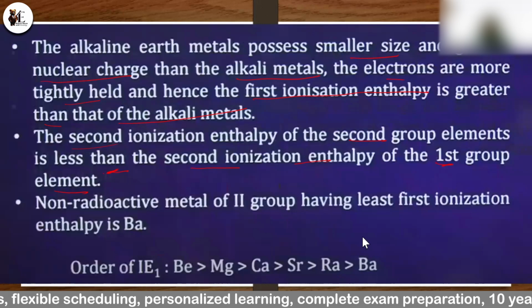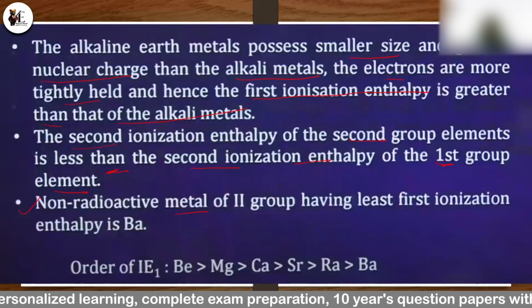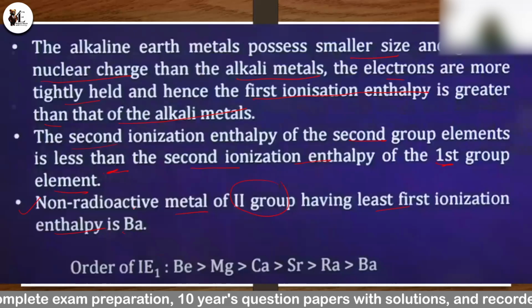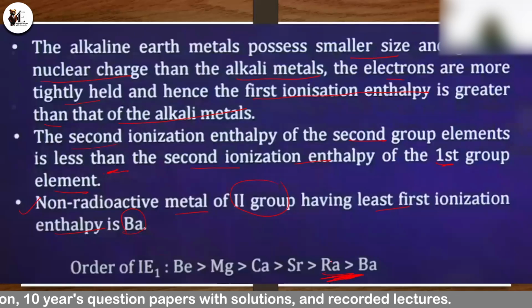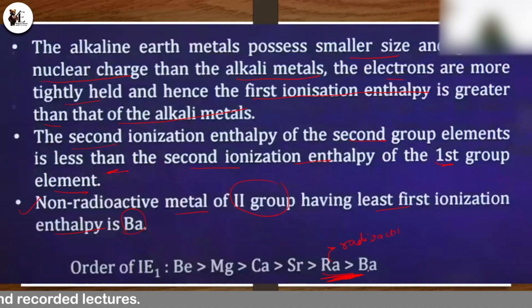This we will get to know after writing the electronic configuration. The non-radioactive metal of group 2 having the least first ionization enthalpy is barium. Here the order reverses somewhat, because radium is radioactive. So the non-radioactive metal having the least ionization enthalpy is barium. Radium is radioactive.